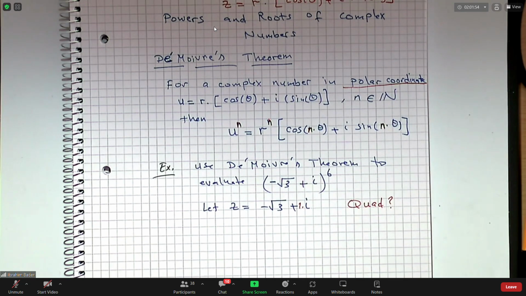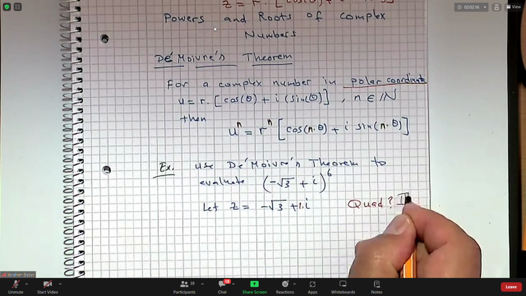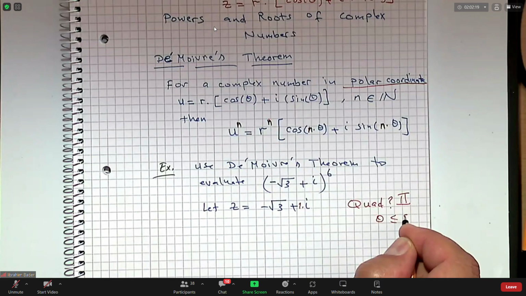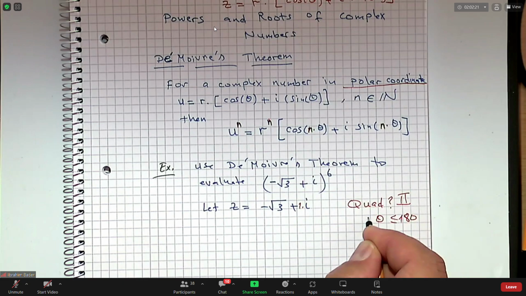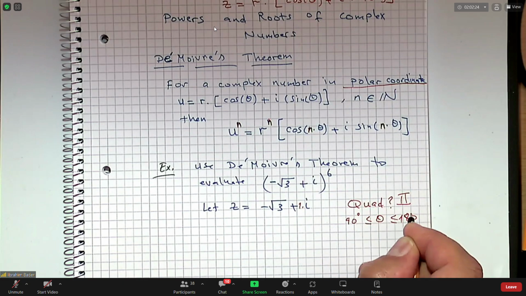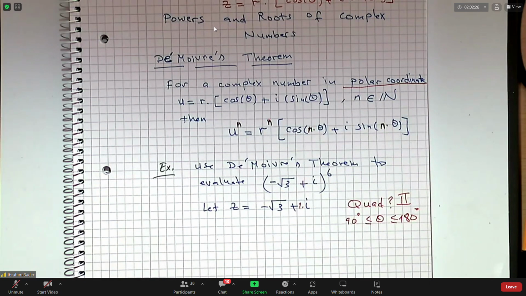Between 90 and 180, right? Okay. Notice that here, if you have square root of 3 minus i, it will be in the 4th quadrant. Then you expect the angle between 270 and 360. Okay. So this is the first, let's say, approach to this problem. So it is in quadrant 2, and hence theta is somewhere between 90 and 180. In terms of degrees, pi over 2 and pi in terms of radian. Okay. So this is the first thing.